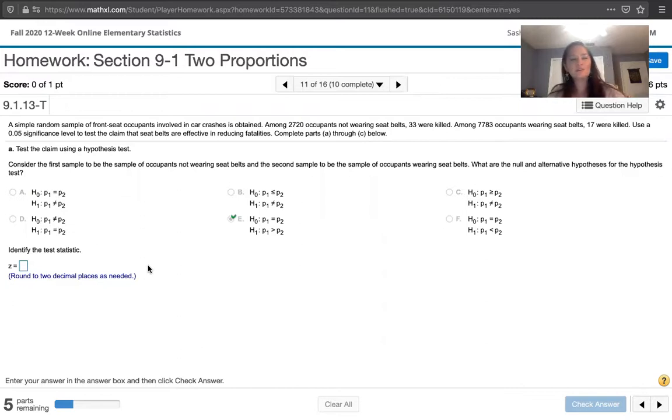Now, in order to compute the test statistic, there's actually quite a bit that we have to compute. So I think what I will do is I will write down the formula on my paper, and then we'll write down what we need in order to compute this, and then we'll use Excel to do the computation.